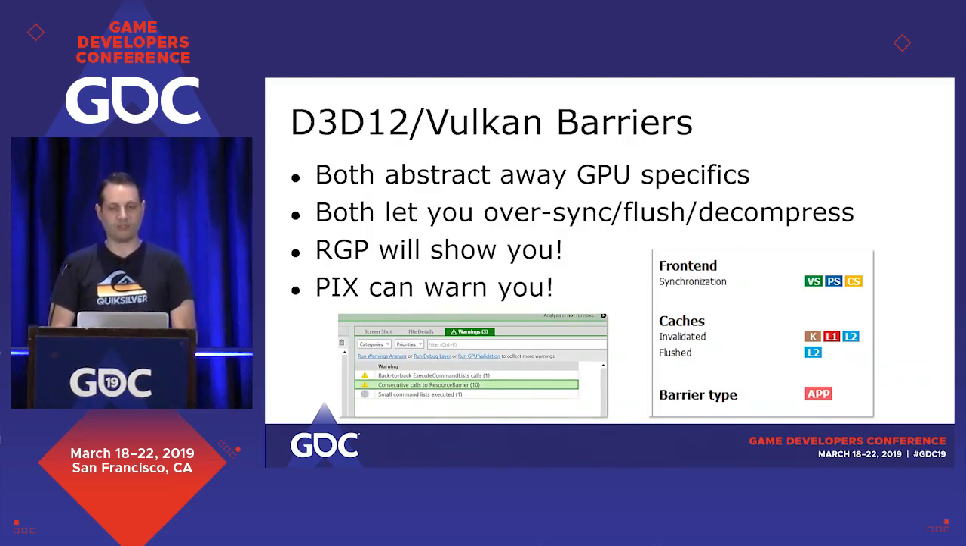And then PIX for Windows has a really awesome feature too: when you take a capture, it can show you warnings when you're not batching your barriers. It'll show you that, oh, hey, you've got consecutive calls to ResourceBarrier, which is saying you should be putting these into one call to ResourceBarrier to batch them up.